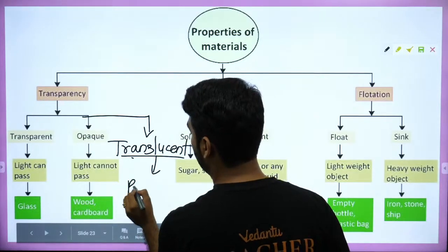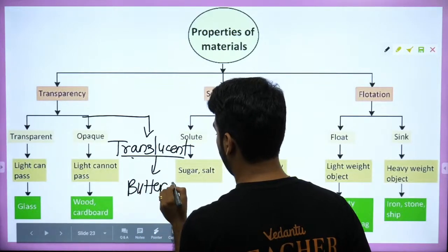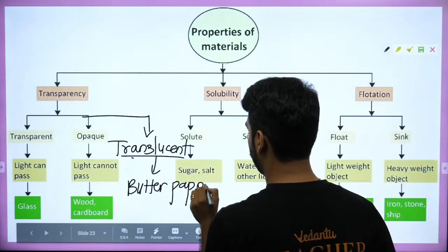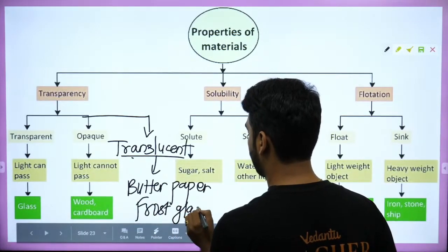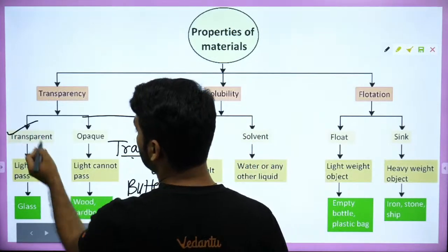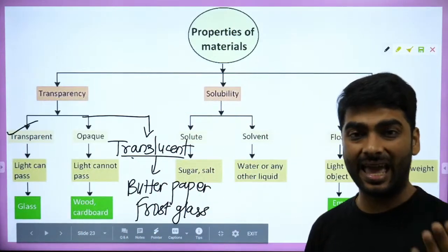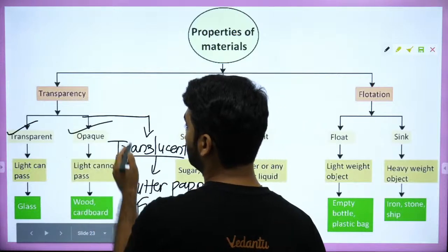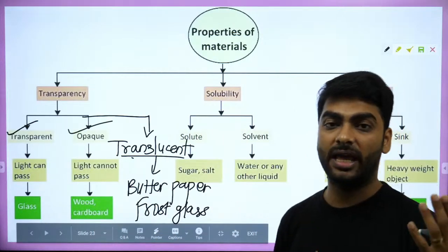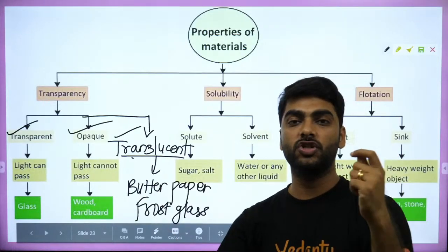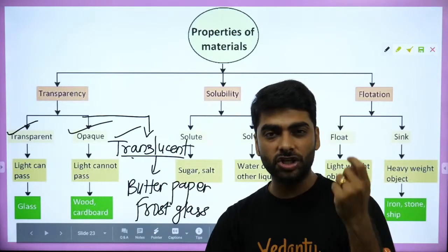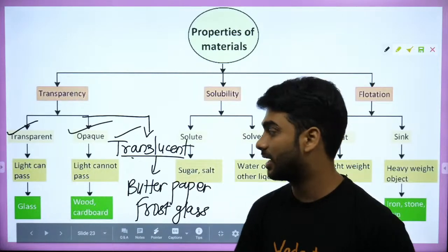Translucent, for example, butter paper, frost glass. Right? Transparent is something through which you can completely see, like air, glass, water. Opaque is something through which you cannot see at all, like wood, cardboard, wall. Translucent is something through which you can partially see, like a thin sheet of paper, butter paper, frost glass.